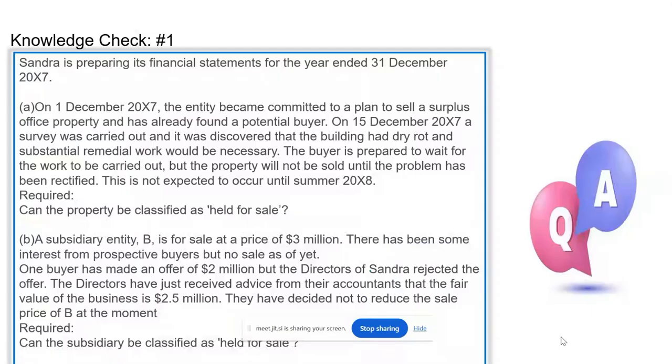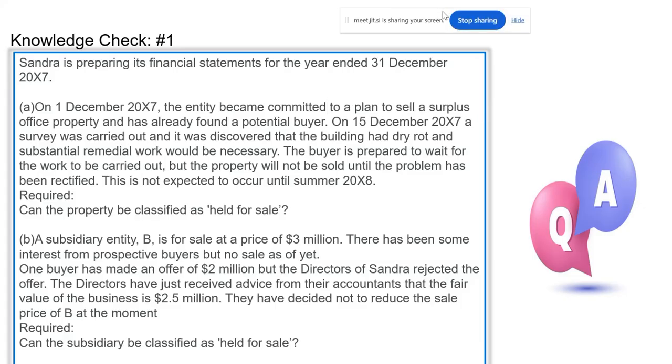Knowledge check number 1. We want someone to read for us. Can you still see my screen? Because I just put it in slide mode. Okay, let me read. Yes. Can you see my screen? Yes. Can I read? Yes, go ahead, please.